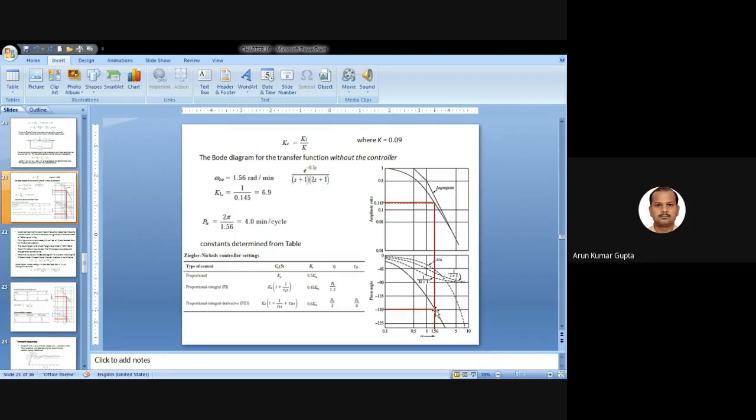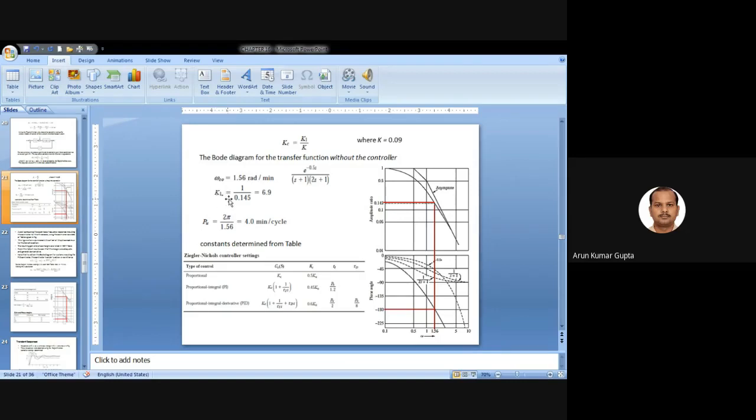You start with minus 180 degrees, and you know the crossover frequency where it cuts the overall graph. This dark line is the overall curve, so that gives you the value 1.56. At this 1.56, what is the value of AR corresponding to this? We are looking for the overall AR, right? So this is 0.145. So we are getting two data: one is the crossover frequency, 1.56, and the other is the AR value, 0.145, right?